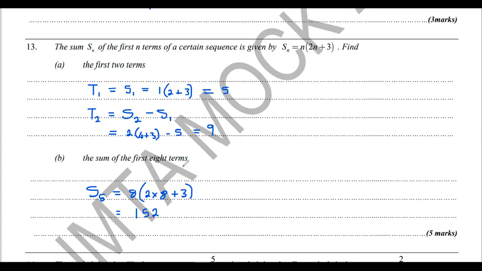Now, the sum of the first 8 terms. For us to find the sum of the first 8 terms, there is no need to go looking for that other formula that we have, to get the common difference and so on. We can get the sum of the first 8 terms by putting 8 in this formula directly. So we have 8 times (2 times 8 plus 3), which is 152.